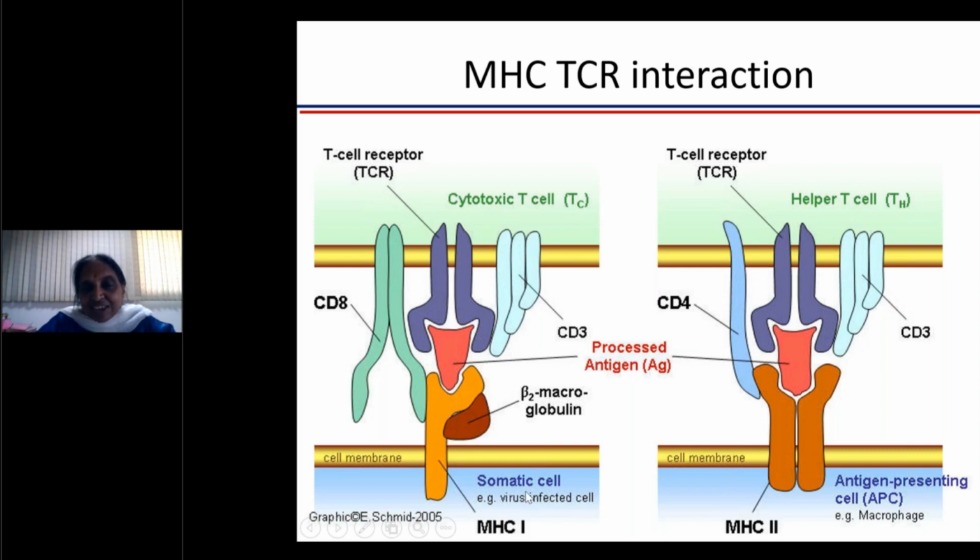Because this is a virus infected cell or this is a tumorous cell. So we want it to be killed. We don't want that cell to stay. So that will be recognized only by the CD8 cell. So this is what gives them the tight fit. The CD8 recognizing the MHC class 1.